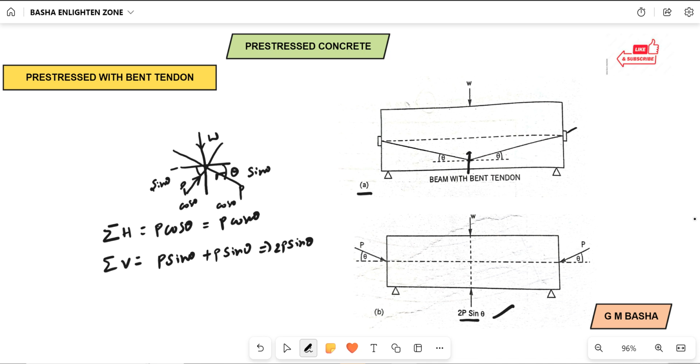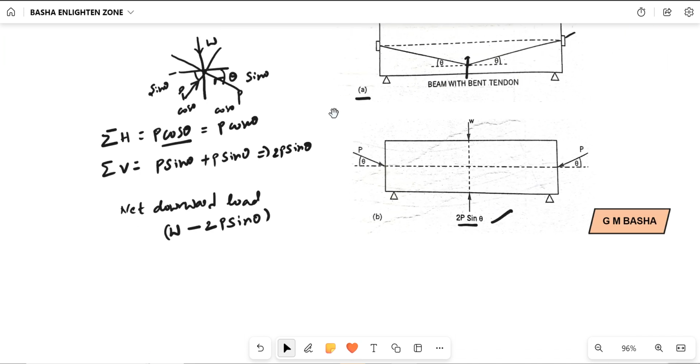So if you want the net downward load, that will be equal to W acting downward, and 2P sin theta acting upwards. This is the net downward load acting on the beam. The axial longitudinal force provided by the tendon will be equal to P cos theta.